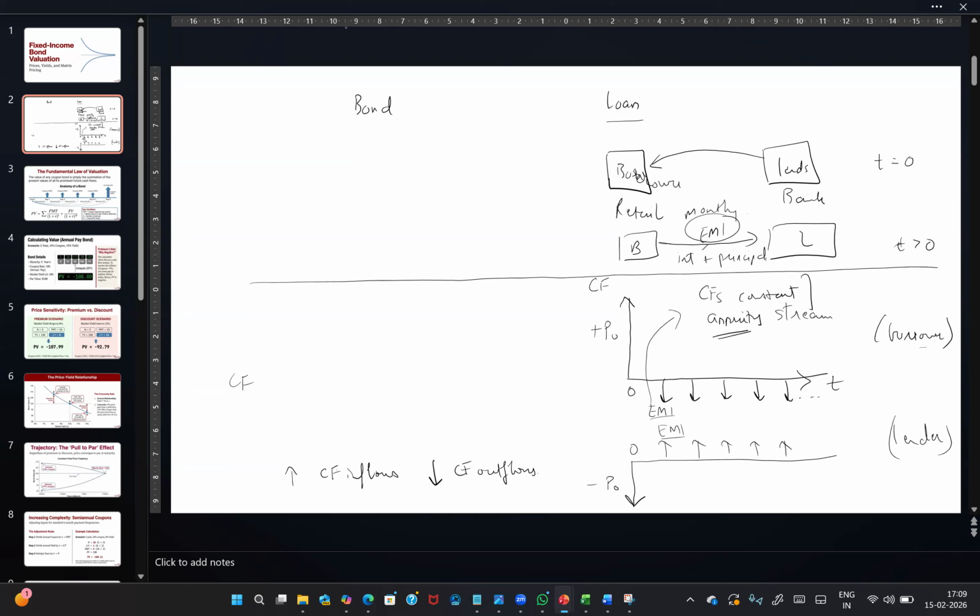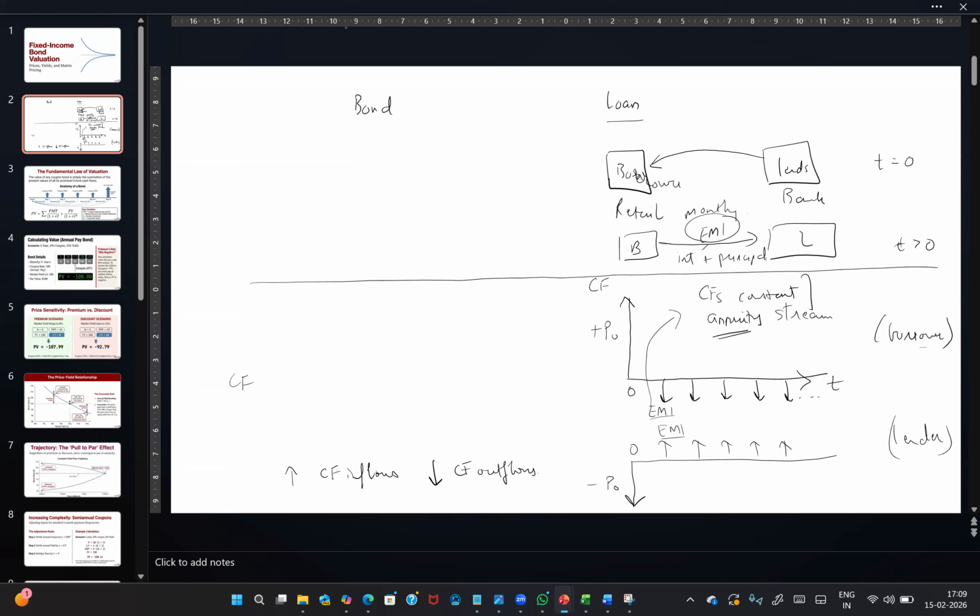Once again, this is the same cash flow diagram for the bond, which we had drawn here. So this is a blow up of that. And here, if you want to find the price of the bond today, that is basically very simple. That's the present value of every futuristic cash flow.